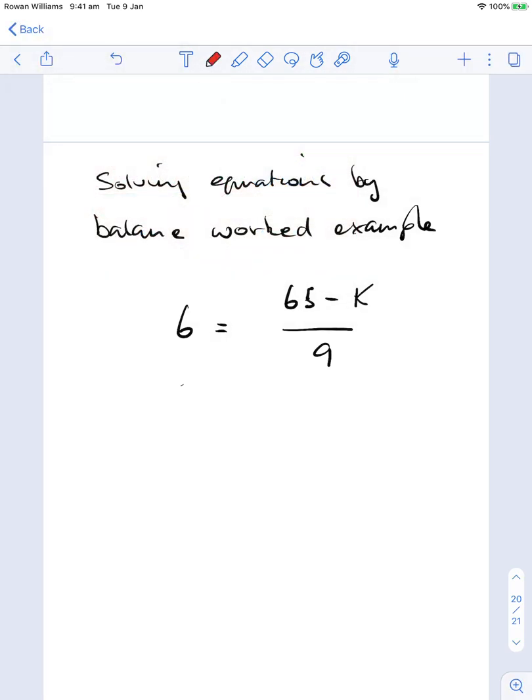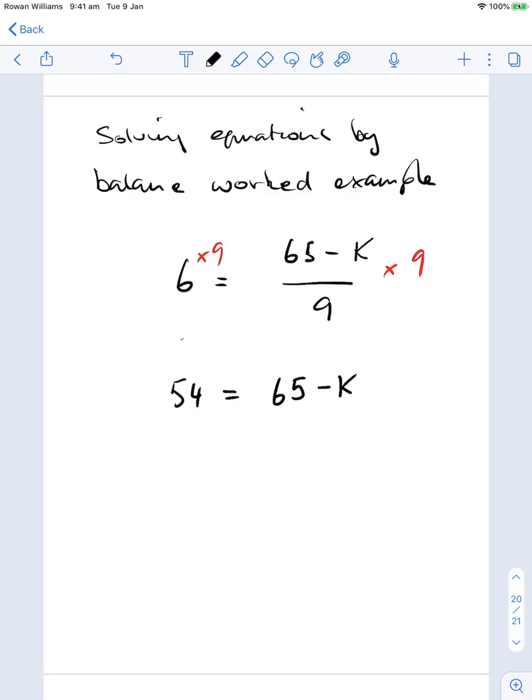So to do that, I need to do the same thing to both sides of my equation. And we say, well, the opposite of a divide is a times. Or like if I've got something divided by 9, I could then times it by 9. And that would become just times by 1. So it wouldn't change it. And if I do something to that side, I've got to do something to the other side, exactly the same. So now I get 6 times 9 is 54. And this side becomes just 65 minus k.